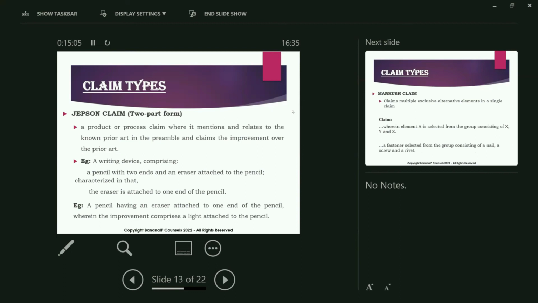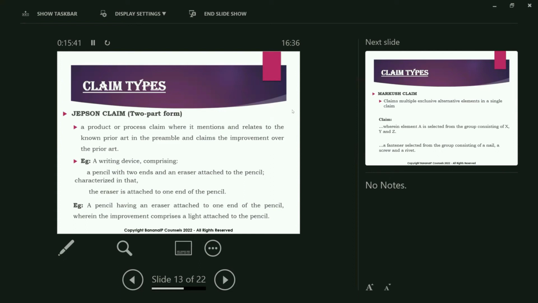The next type of claim is the Jepson claim, which is also called a two-part form, where these type of claims are usually a product or a process claim. It can be either a product or a process, where in the preamble of the claim we talk about the known prior art. So whatever is already known. So we are basically admitting that this is already existing, and the improvement over the prior art will be explained in the elements of the claim.